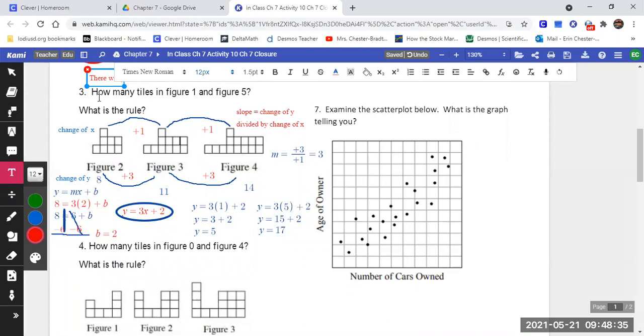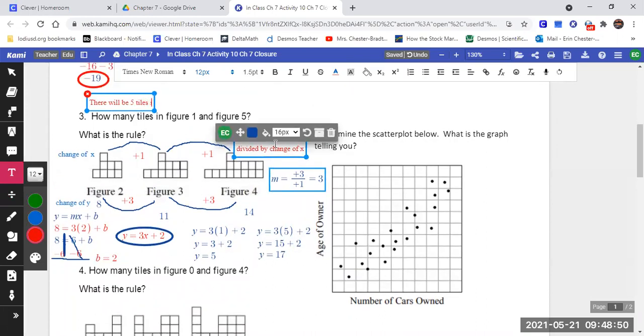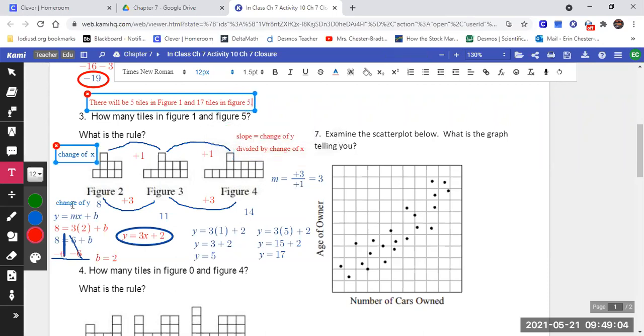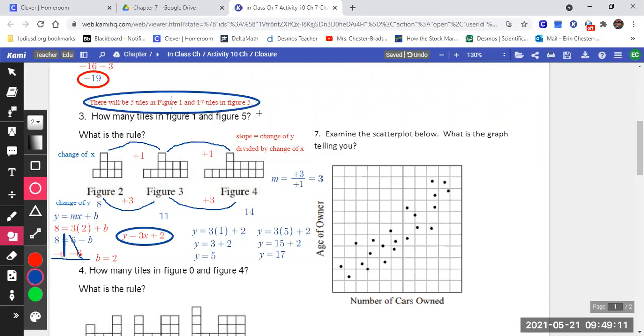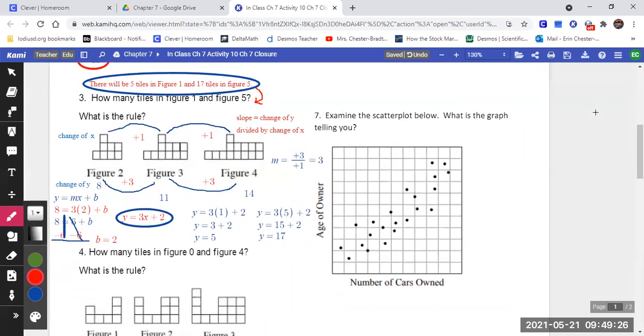There will be, if you can fit it at the bottom, go ahead. What did we say for the first one? 5 tiles in figure one and 17 tiles in figure five. Okay, so the circle of the equation and our sentence we just wrote, both of those things are the answer to number three. So for myself, just to remind me that this goes with this problem. But if you could fit it at the bottom, then fit it at the bottom.